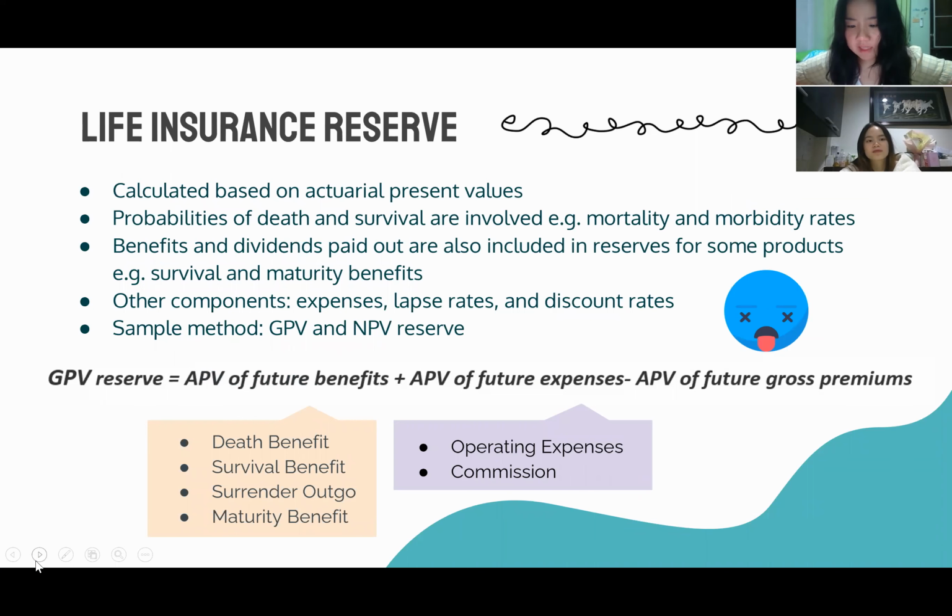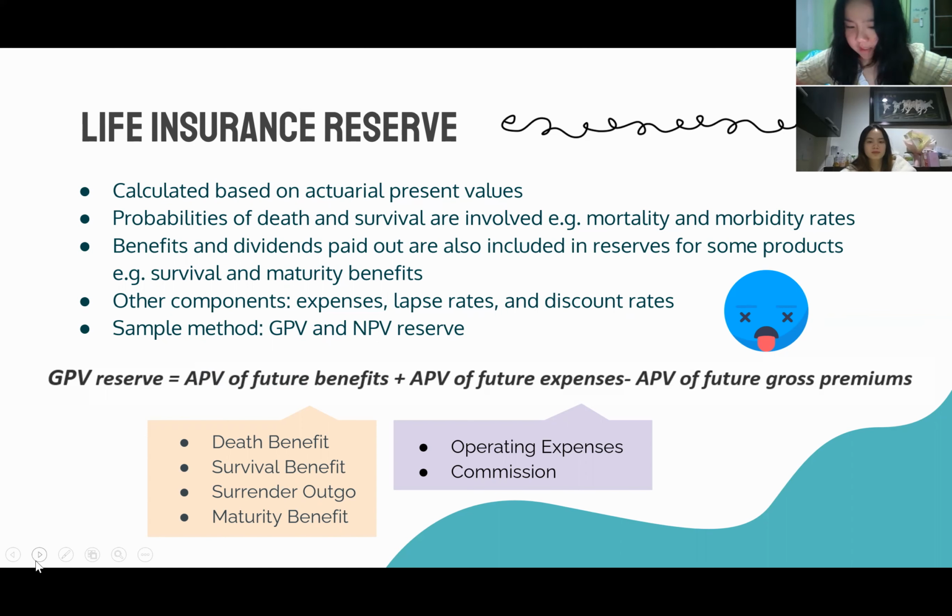And the reserves for life insurance companies are calculated based on actuarial present values, as life insurance is involved with the life of the insured, and the uncertainty about the life and death of a person needs to be taken into account, of course. For instance, the mortality rate and the morbidity rate are among the assumptions used in calculating life insurance reserves.